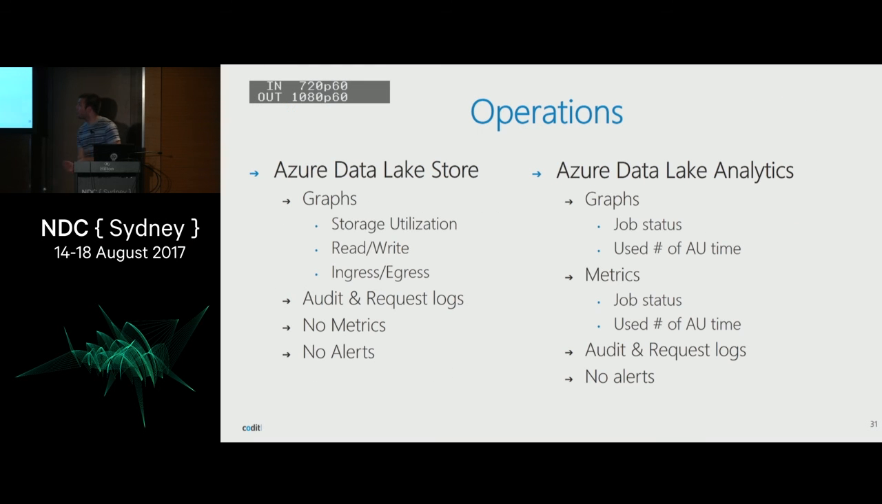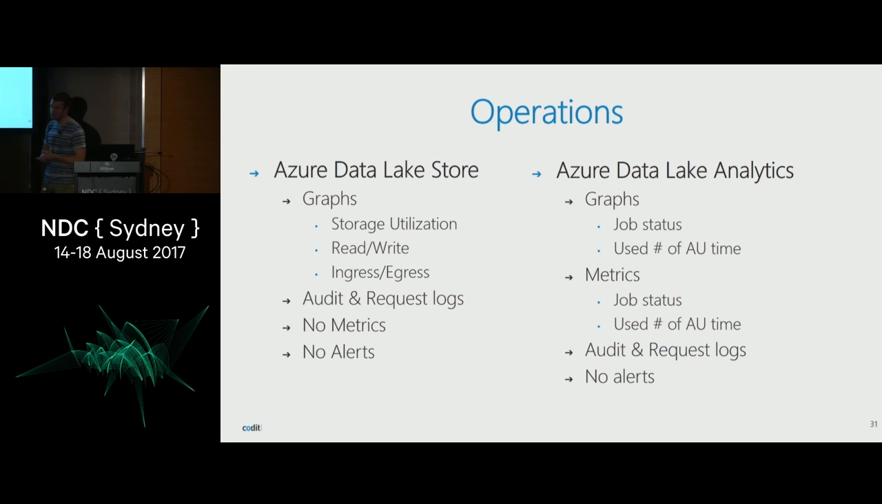Okay, so operations, which is important. Data Lake Store, like I mentioned, we have the graphs for storage, read, write, ingress, egress, but we don't have metrics and we don't have alerts, which can be a problem. And then we also have audit and request logs, which can be interesting, but yeah, not crucial for certain scenarios.